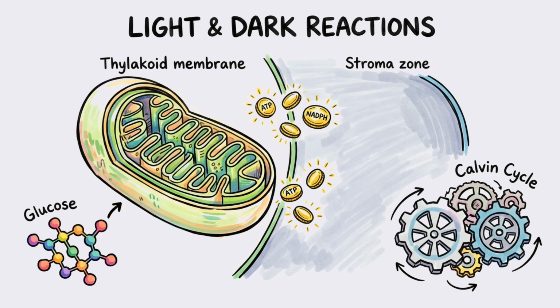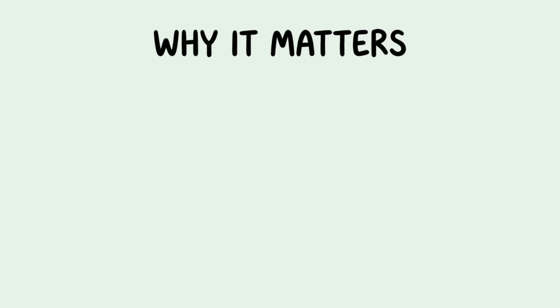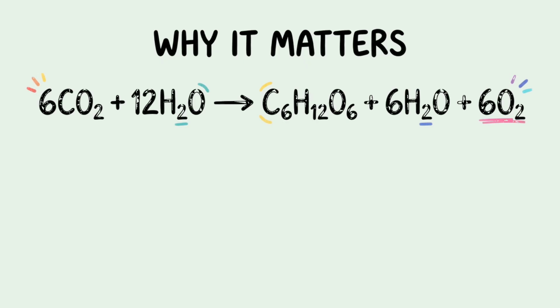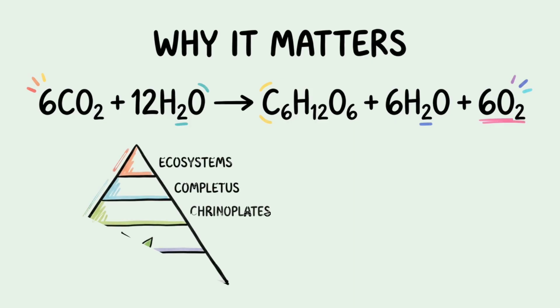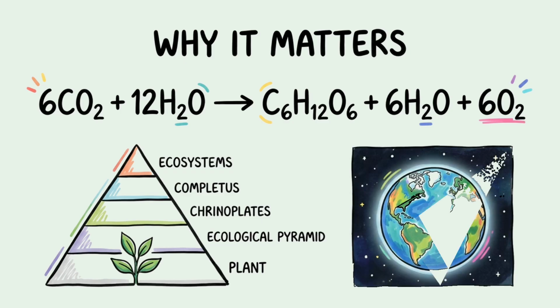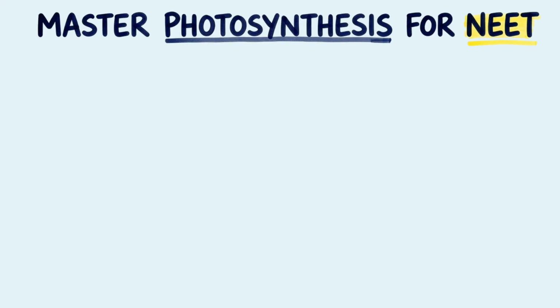If you look at the balanced chemical equation, it tells us that 6 molecules of carbon dioxide and 12 water molecules yield 1 molecule of glucose, plus 6 molecules of oxygen and 6 more of water. This reaction forms the absolute base of our global biological pyramid. It's the primary producer for every ecosystem, and honestly, it acts as the essential life support system for our entire planet.